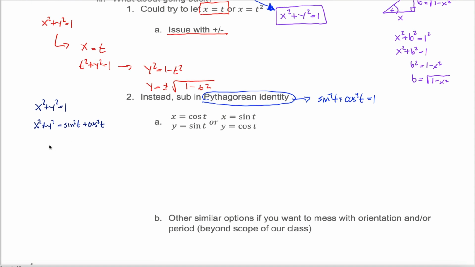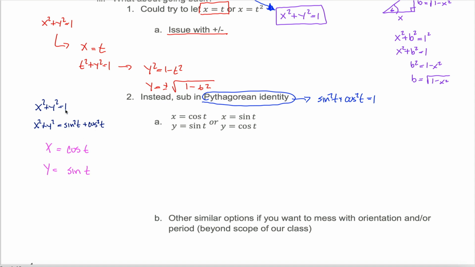to do. I have to choose equations for x and y in terms of t that satisfy this equation. Well, if I make the x equal to the cosine of t and the y equal to the sine of t, then this becomes cosine squared and this becomes sine squared, and that's definitely going to satisfy this equation, right? Cosine squared plus sine squared is the same as sine squared plus cosine squared.